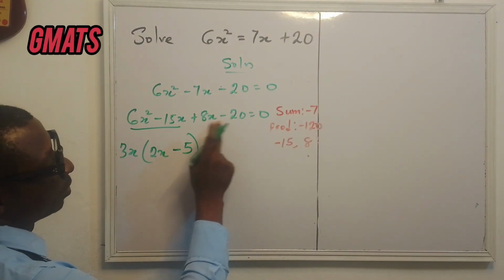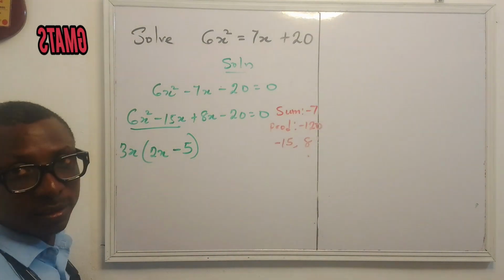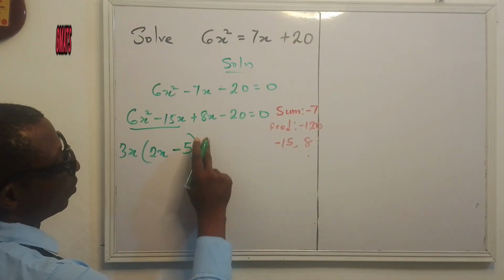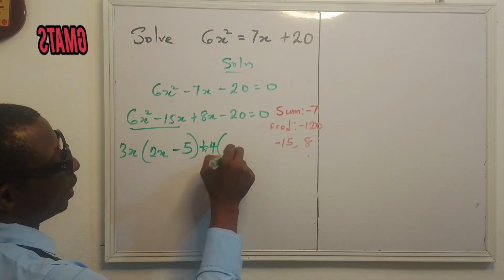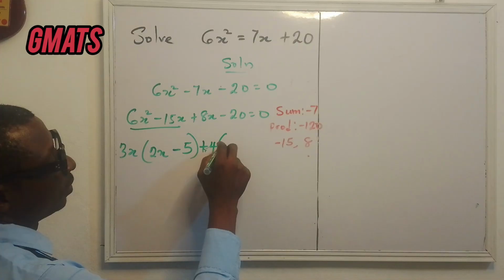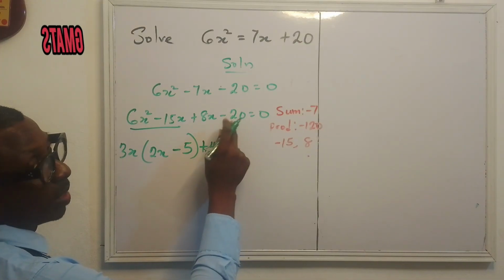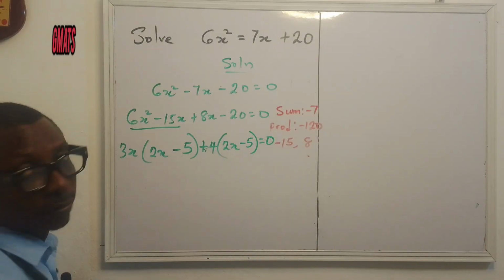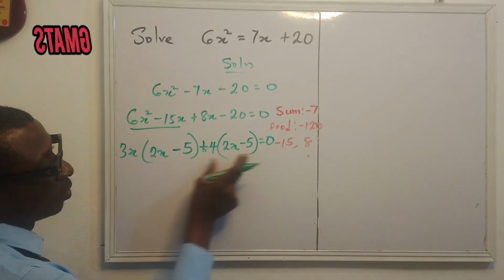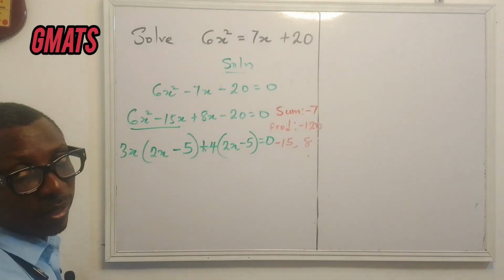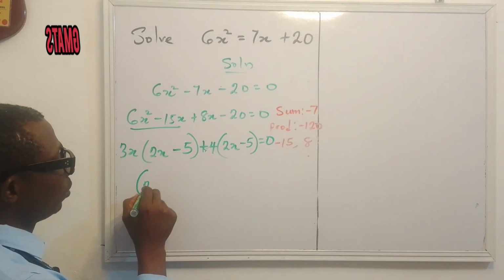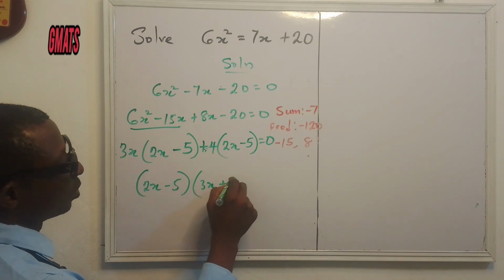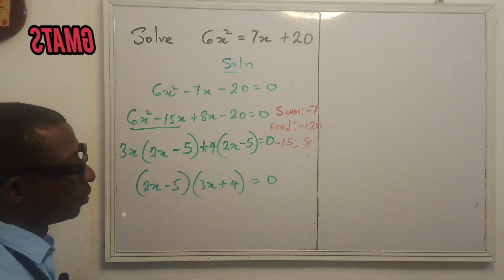Alright, the same thing also applies to this. What is the GCD here? The GCD here is 4. So we have 4 plus 4. Now when you divide this by 4, you have 2x. Now divide this by 4, you have negative 5. Equals 0. Now the next thing is to factor out 2x minus 5. So when you do that, you have 2x minus 5, and you are left with 3x plus 4 equals 0.